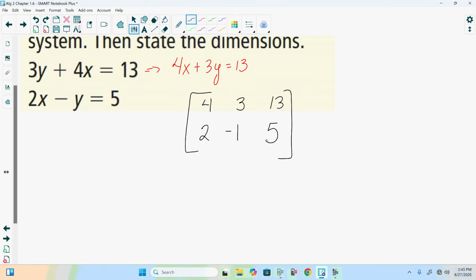Dimensions. It is 2 by 3, because we have 2 rows and 3 columns. It is possible to have a 1 by 4, 1 row, 4 columns. It's possible to have a 1 by 1, 2 by 2, 4 by 4. We can have any size matrices we want. For systems of equations, the number of rows is going to be less than the number of columns. Questions on this here?